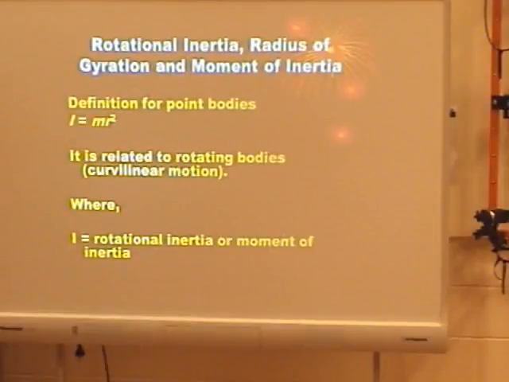Now, rotational inertia, radius of gyration, and moment of inertia. These are all important, especially for racket sports like tennis, or anything where you need an object extended away from your body. It's related to rotating bodies. I is the rotational inertia, or moment of inertia. M is mass, and R is the radius of gyration.